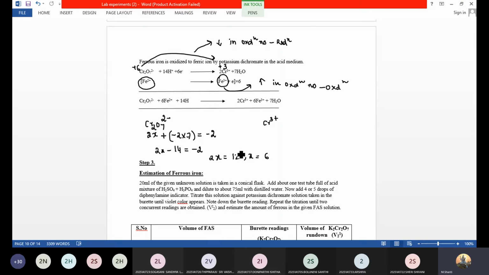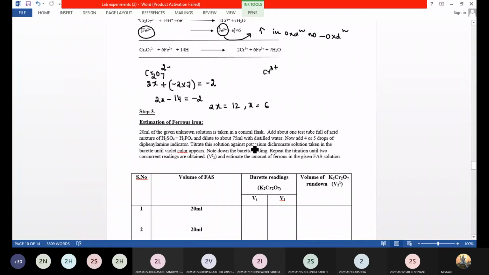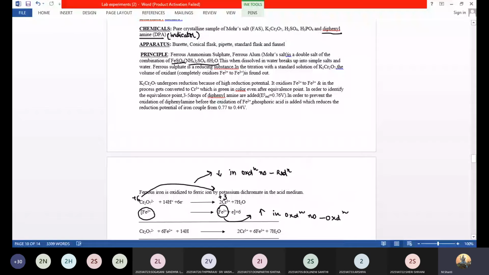Can I call this a redox titration? Yes, because both oxidation and reduction are happening. The next one, reaction.